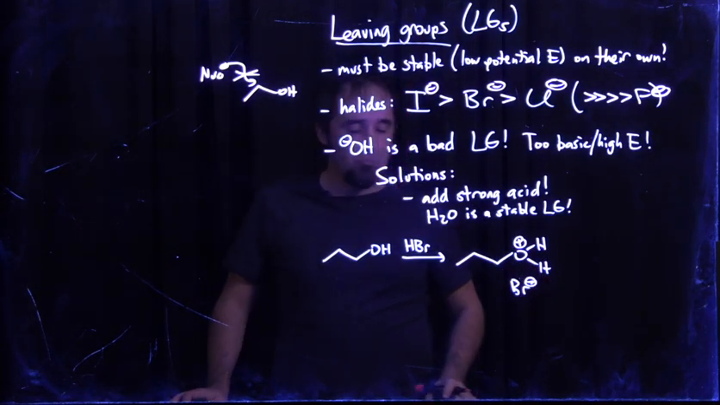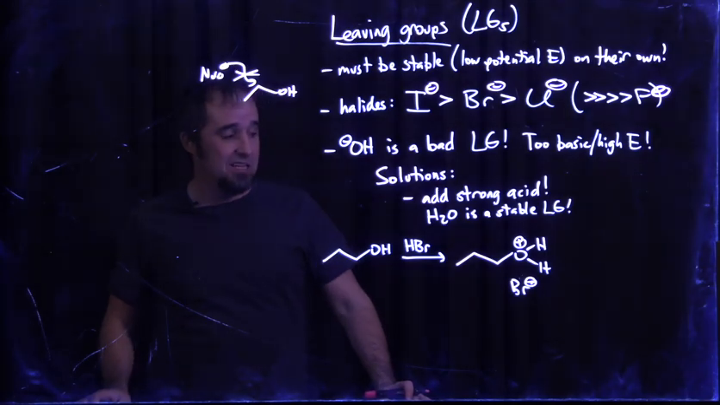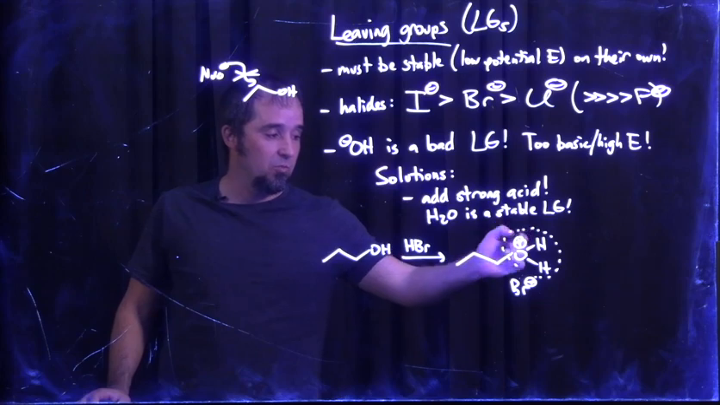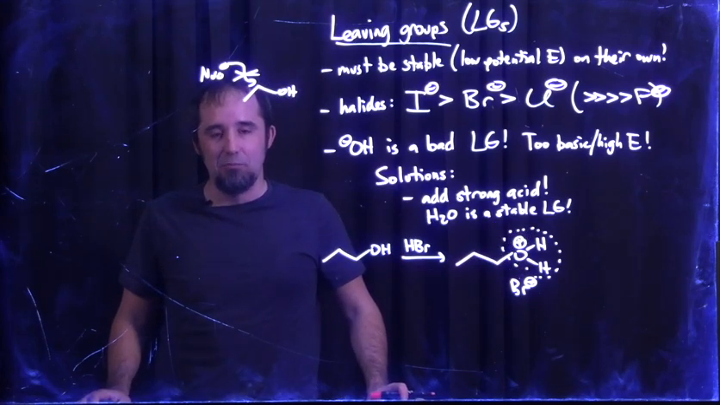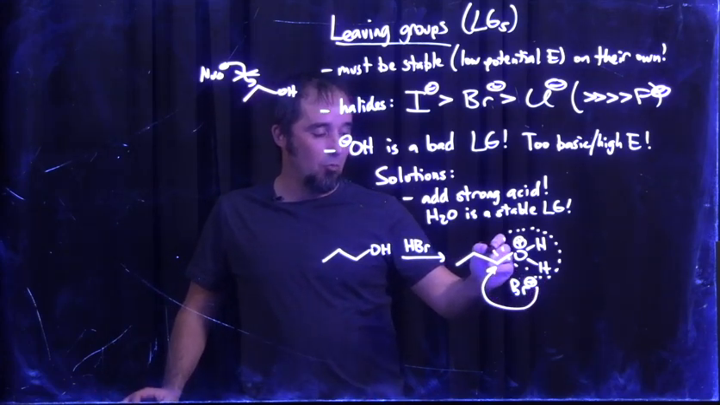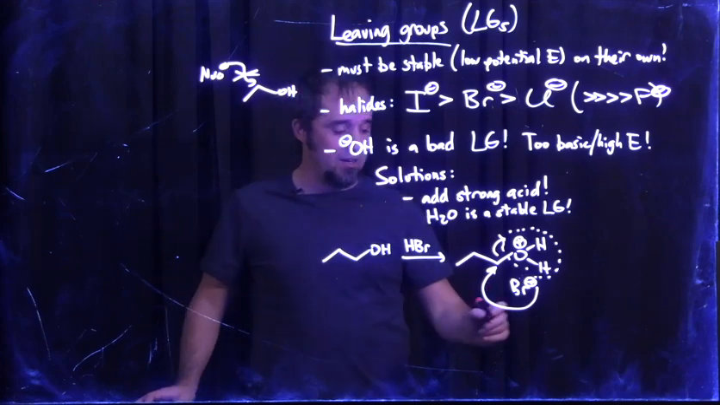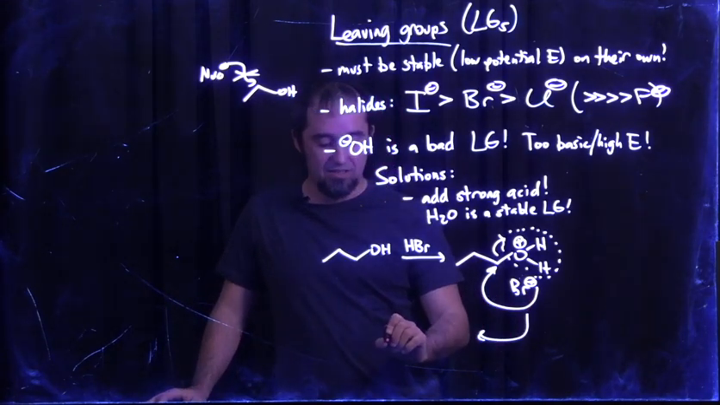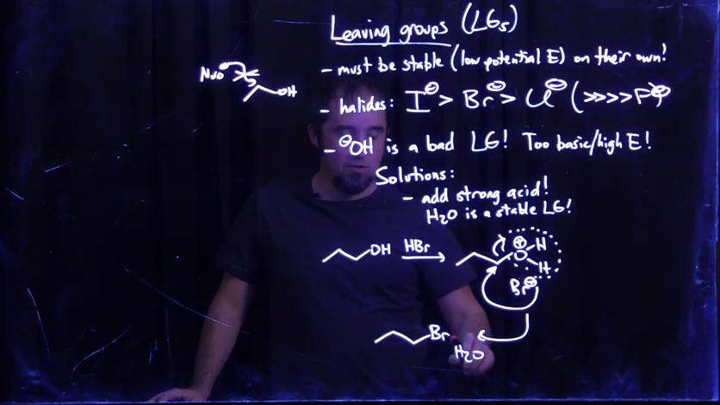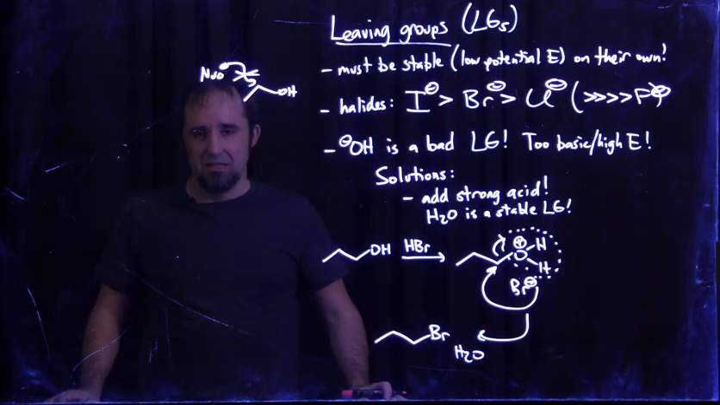So now my leaving group isn't OH minus. My leaving group is water. And you may be familiar with water as being a pretty stable and prevalent molecule. So once this is water, now bromide as a good nucleophile can easily come in and displace it. And that is one way to have OH be a leaving group.